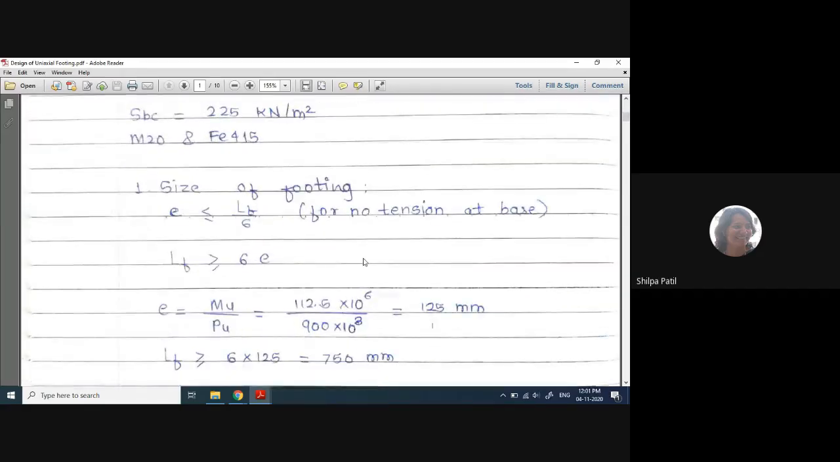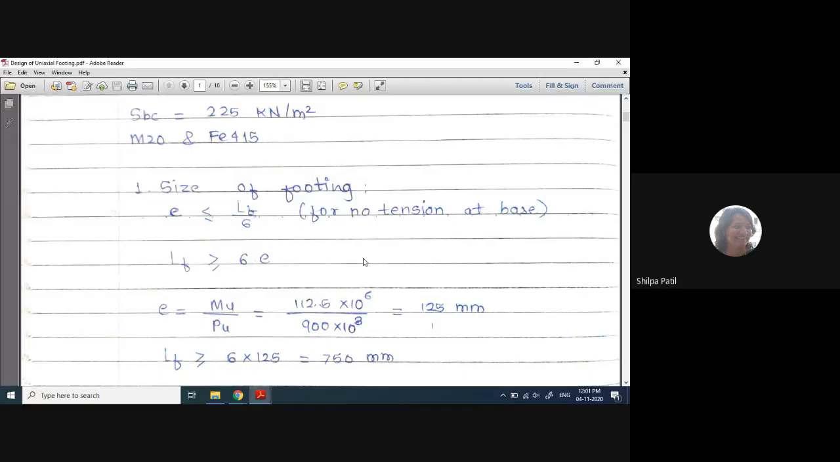Now the first step is to decide the size of the footing. If you remember the same step we discussed in yesterday's lecture, the size of the footing was calculated based on the pressure acting on the footing. Based on the load and the safe bearing capacity, we calculated the pressure and the area required to bear that pressure. The same thing we cannot do here, because in yesterday's calculation we had a uniform pressure below the footing, as there was only axial load acting on the column.